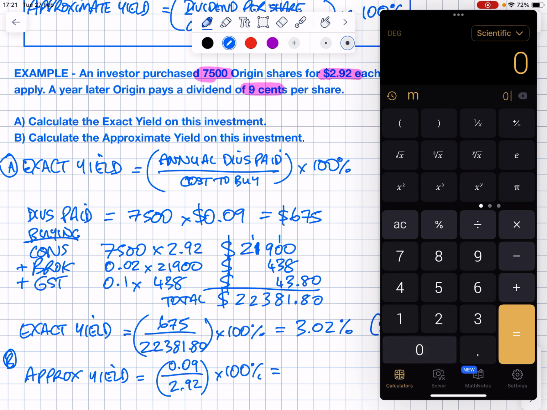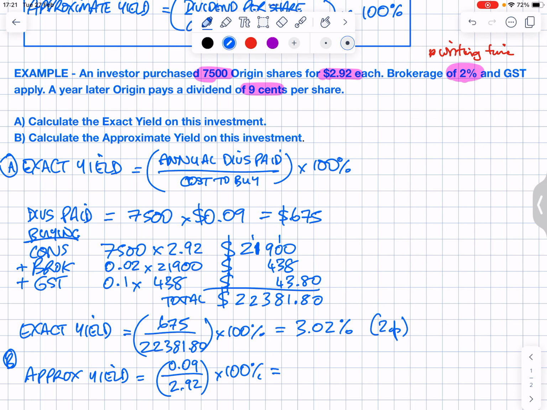Calculator, 0.09 divided by 2.92 times by 100 comes to 3.08. Rounded to 2 decimal points. Why is it higher? Because this $2.92 is the straight up price per share. You're not doing a buy calculation to remove fees of brokerage and GST. So this is giving you a false and slightly larger impression of the return that you're getting. And you can see that from here. It's 3.08% versus the 3.02 that the exact yield really is.